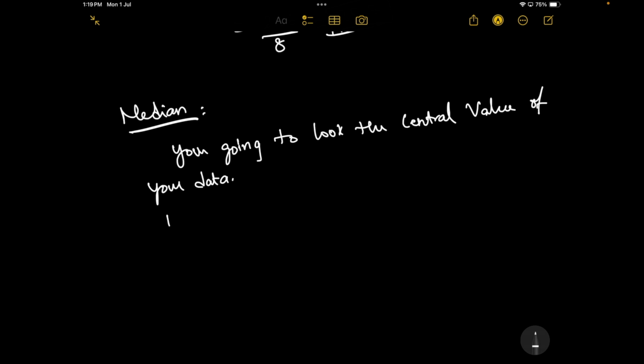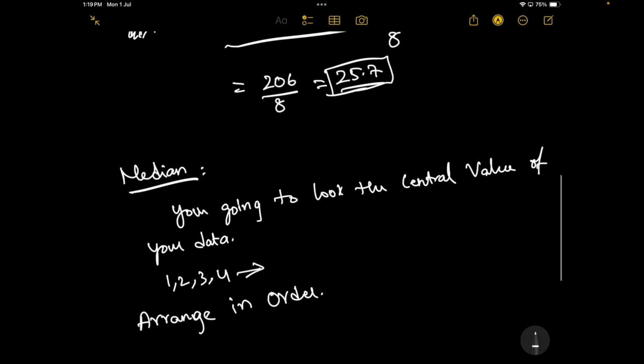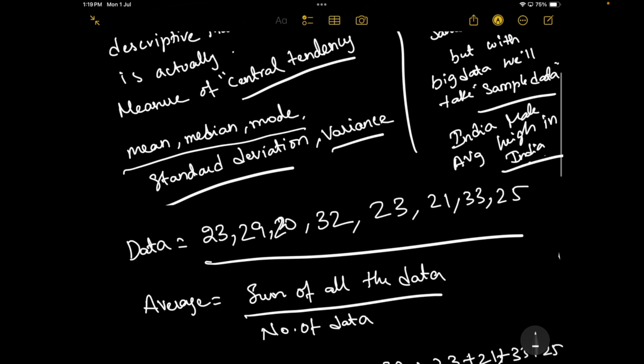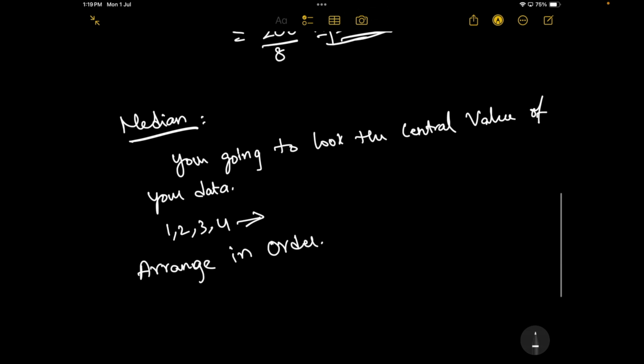For example, if 1, 2, 3, 4 is there, we need to arrange them in this order, from 1 up. Arrange them in order. In our data, what we are having is 23, 29, 20, 32, 23, 21, 33, 25. Now I'm going to arrange that.